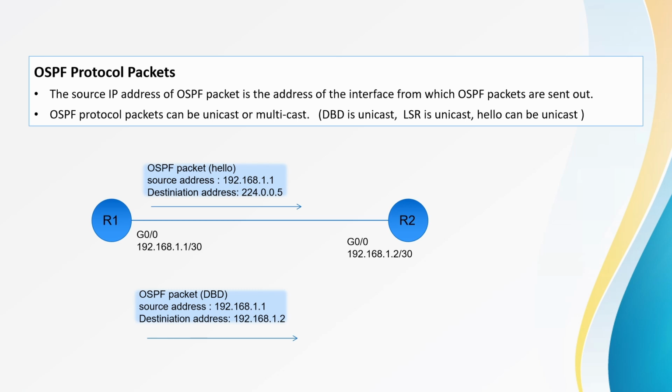OSPF protocol packets can be unicast or multicast. The DBD packet is unicast. The LSR packet is unicast. The hello packet can be multicast or unicast. If it is unicast, there should be something like the diagram shown here. You see the destination address here is a unicast address.